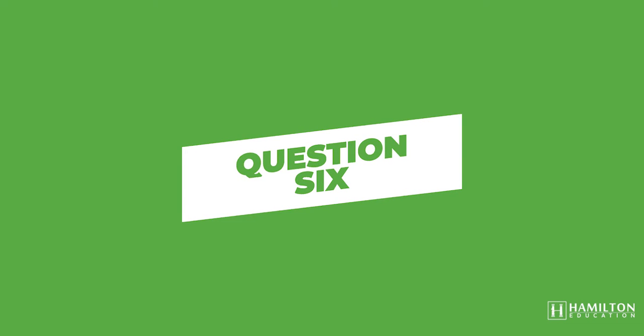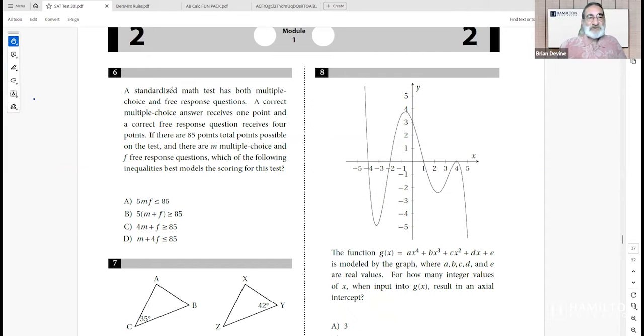Question 6. In question 6, we have that a standardized math test has both multiple choice and free response questions. A correct multiple choice answer receives 1 point. A correct free response question receives 4 points. And there are a total of 85 points. There are M multiple choice and F free response. Which of the following inequalities best models the scoring for this test?